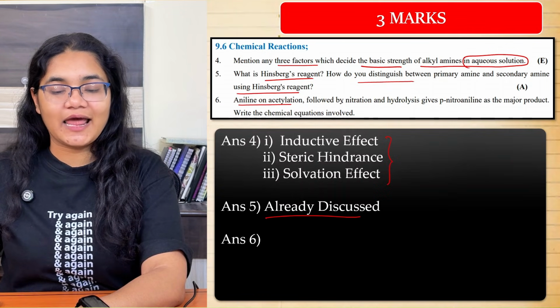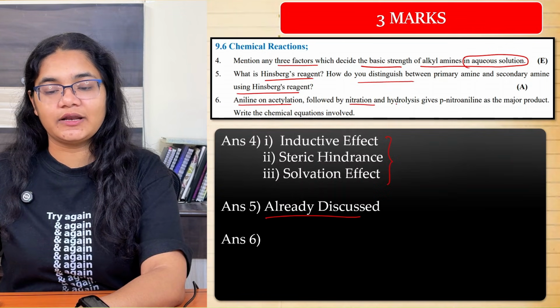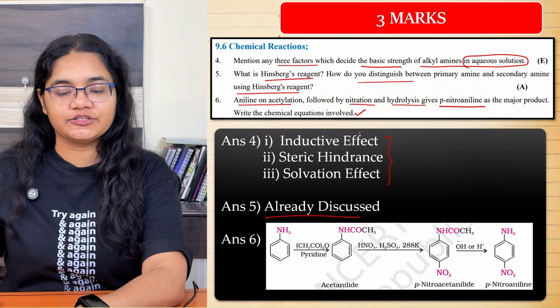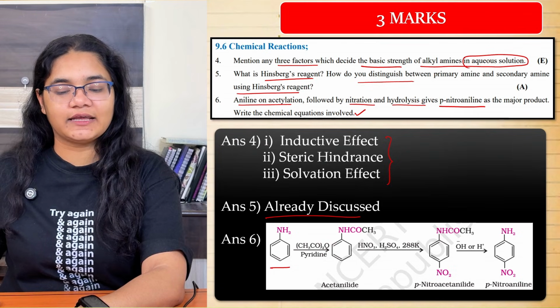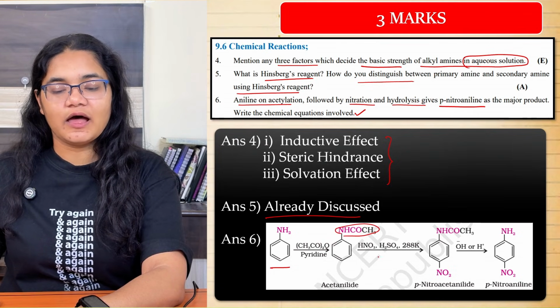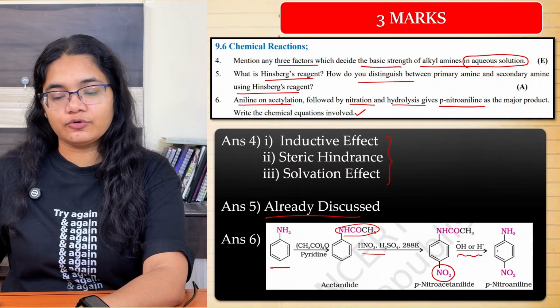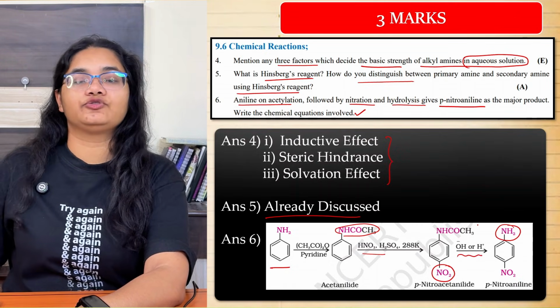Next, aniline on acetylation followed by nitration and hydrolysis gives para-nitroaniline as the major product. Write the equation involved. So first of all, aniline is taken, then you have to protect the amino group. After that, nitration is done, so at the para position the nitro group is attached, and then you have to do deprotection to give the NH2 back.